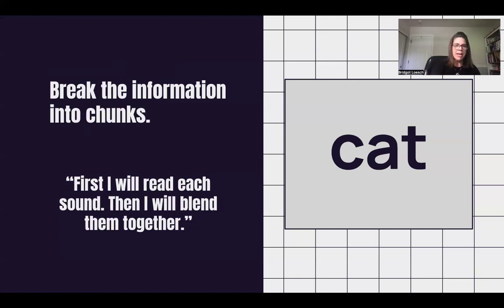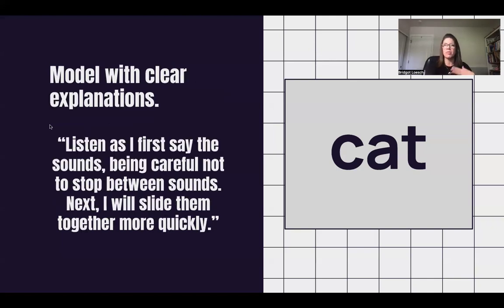So the next step is I'm going to break this task down into chunks for the kids. All right, friends, remember, first I'm going to read each sound, then we're going to blend them together. Okay, and then I move on. Now that I've broken the chunks of information down for the kids, I'm going to model with clear explanations. So here I go. Listen as I first say the sounds, being careful not to stop between the sounds. C-a-t. Next, I'm going to slide them together more quickly. Cat, cat. And I have the word cat.